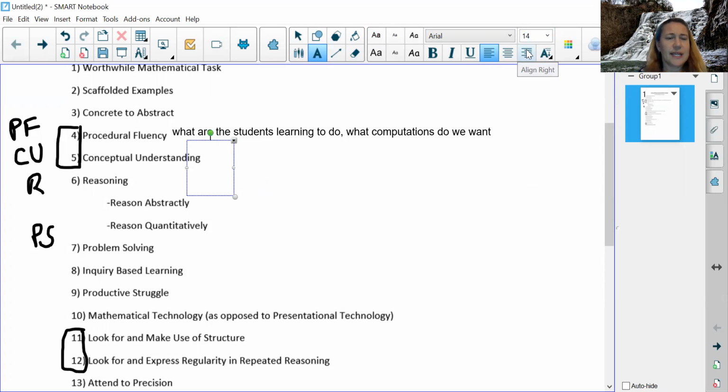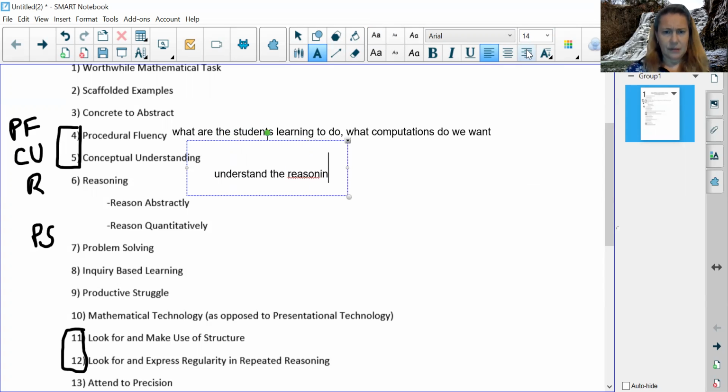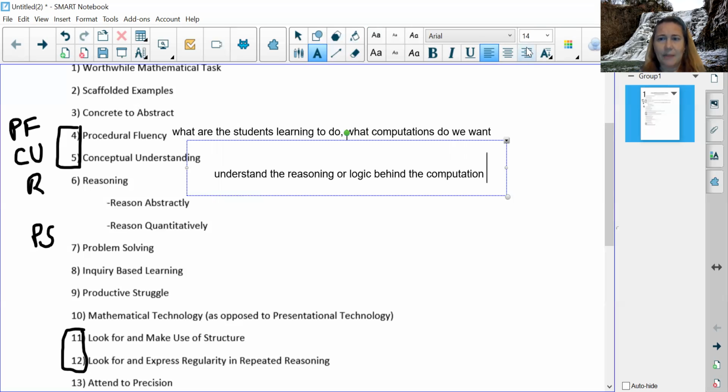So conceptual understanding is that they understand the reasoning or logic behind the computation. Okay, so we teach them to do a procedure, but do they understand why they're doing the procedure and why the formula is what it is? All right, that sort of thing. And both of these are equally important, right? We need students to be able to get answers, but we need them to be able to understand what they're doing.